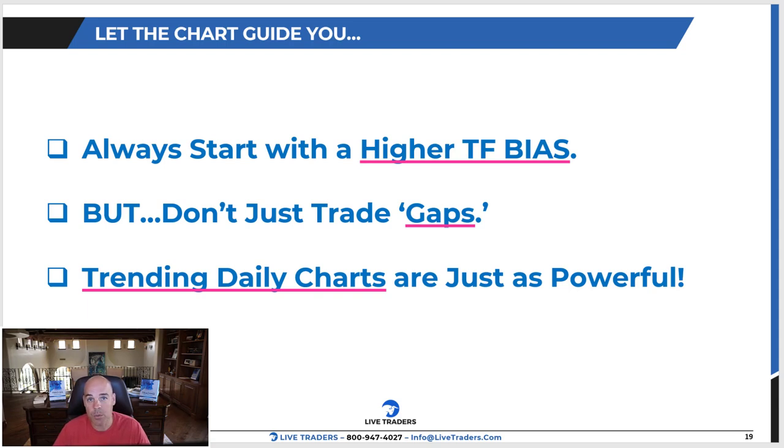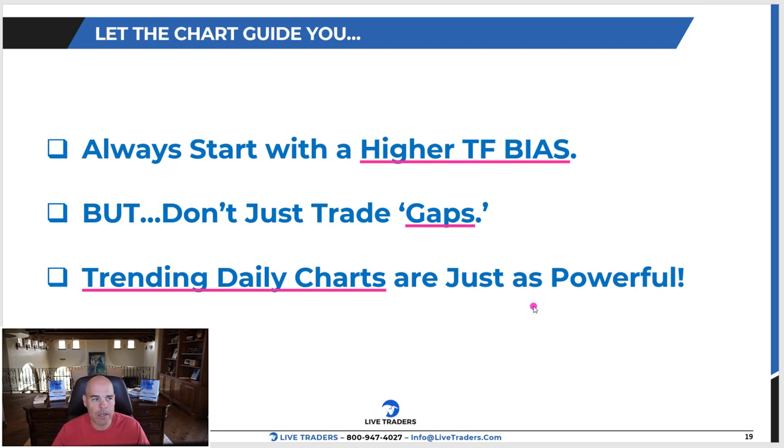But he still, as we all do, starts with a higher time frame bias. And it doesn't have to be a gap, right? It says, but don't just trade gaps. Trending daily charts are just as powerful. Now, I'm not saying you can't. Some people just trade gaps and that's okay. It's the reason we have a carryover list, right? There's a reason you can look at runners, percentage gainers list, those types of things as well, all right?